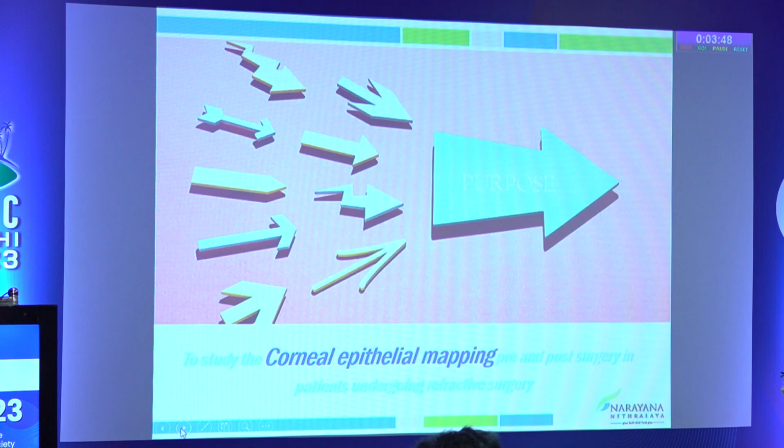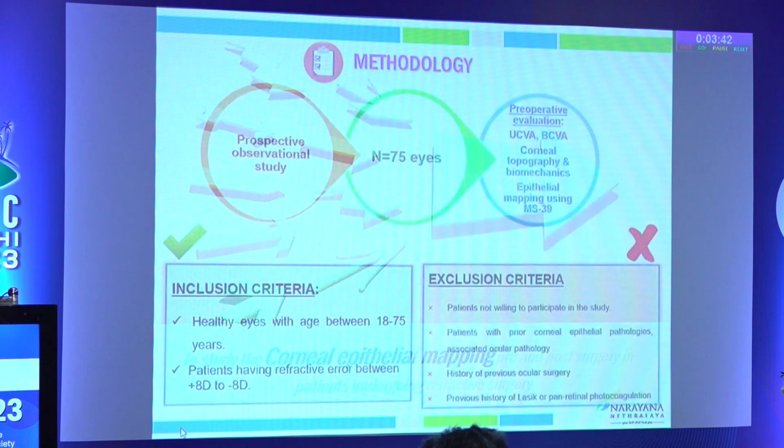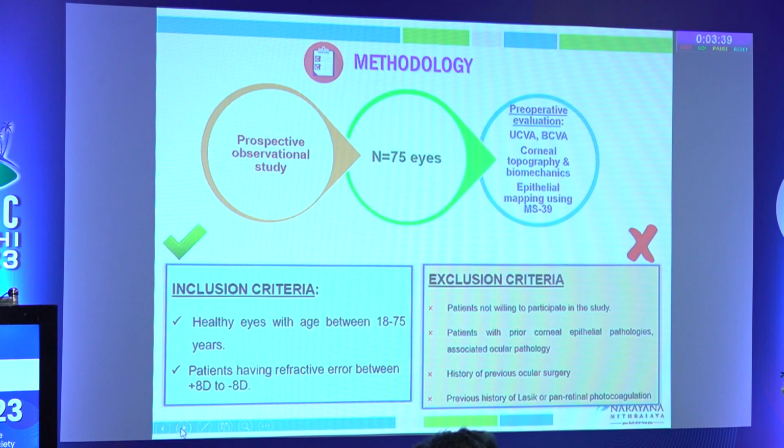Coming to the purpose of my study, it is to evaluate the corneal epithelial mapping pre and post surgery in patients undergoing refractive surgery. It was a prospective observational study with a cohort of 75 eyes. I did pre-op evaluation, which involves visual acuity, corneal topography and biomechanics, and corneal epithelial mapping using MS39. We included healthy eyes of individuals of 18 to 75 years who had refractive errors between +8 diopters to -8 diopters, and we excluded the patients who were not willing to participate in this study, or who had any previous ocular surgery or corneal epithelial pathologies, or any previous history of LASIK.